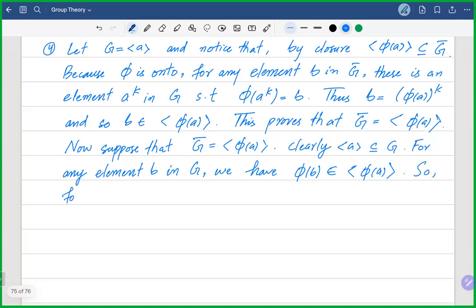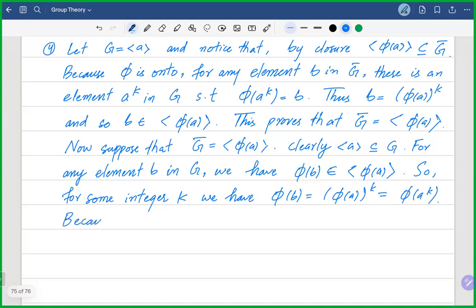So for some integer K, we have phi of B is equal to phi of A power K, which is nothing but phi of A power K, because phi is one-to-one. B should be equal to A power K.